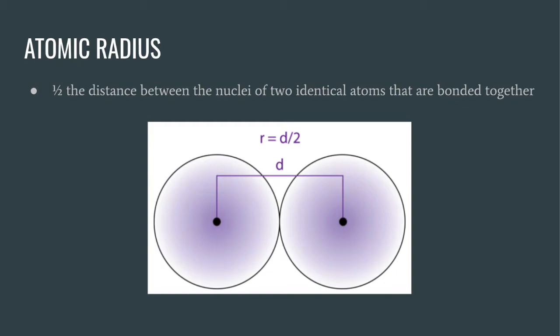Now if we think back to the structure of an atom, your protons and neutrons are going to be at the centermost part of the atom in an area called the nucleus. Surrounding it are your electrons, and they are going to be in the electron cloud.